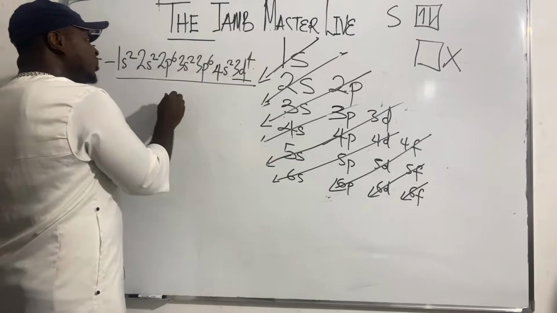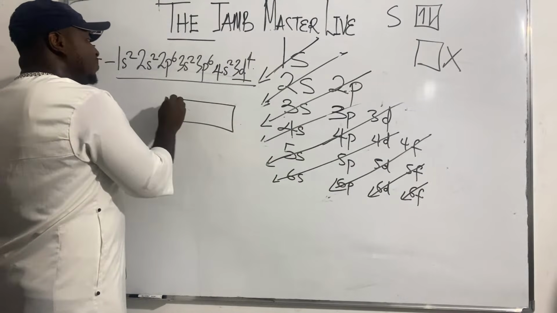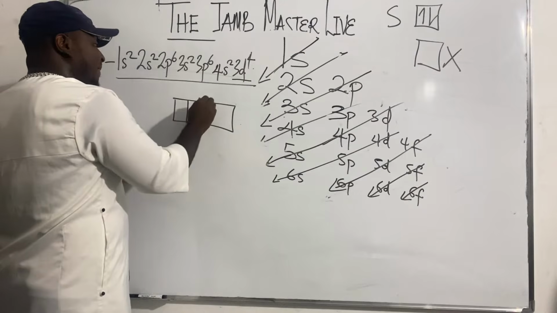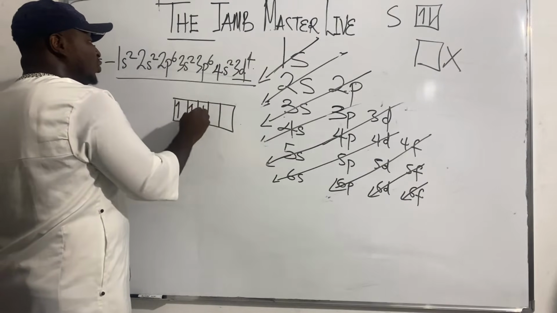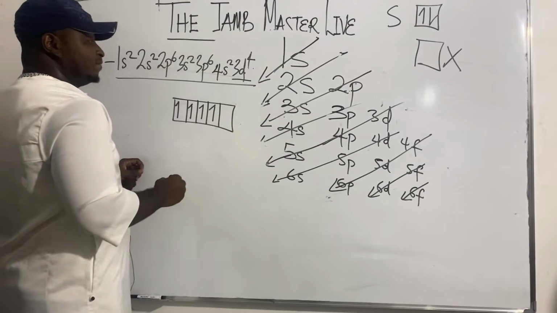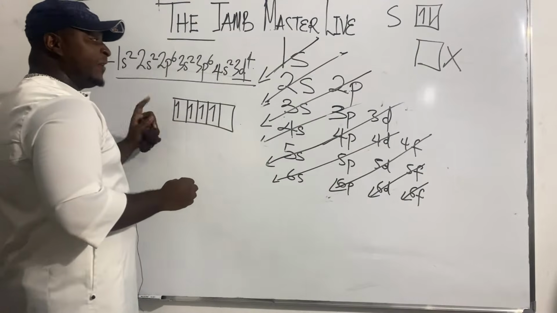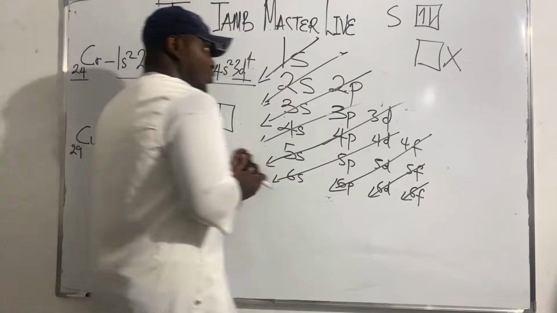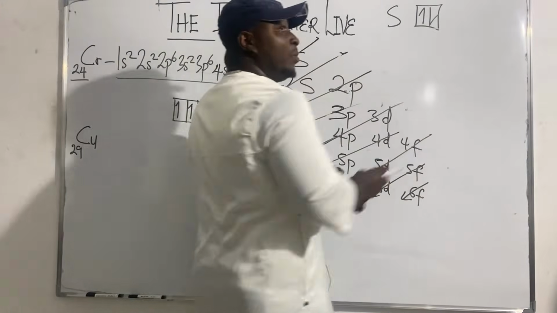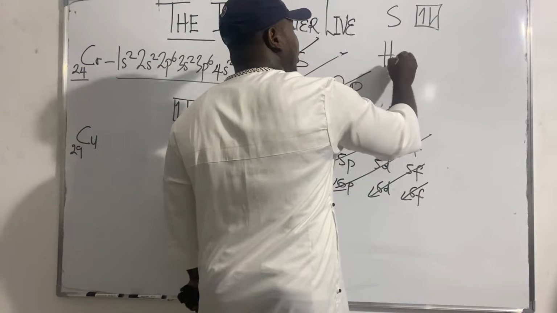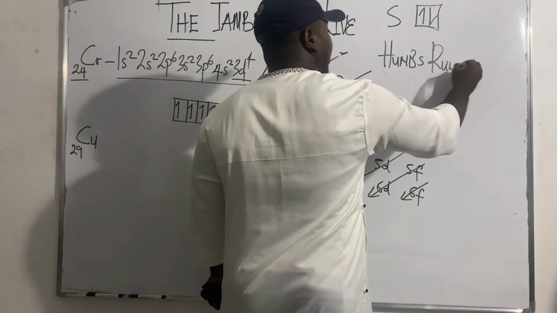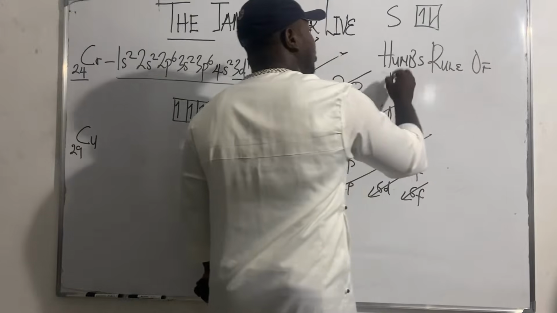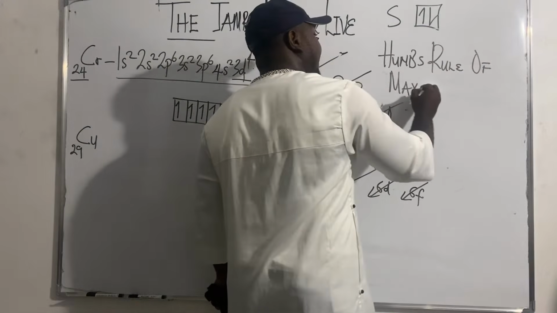It has 4 electrons. Let us break it out, 4 electrons. Don't forget that D has 5 blocks. So 4 electrons means 1, 2, 3, 4. Class, there's a rule I'm following here when filling electrons in orbitals. It's called Hund's rule of maximum multiplicity.